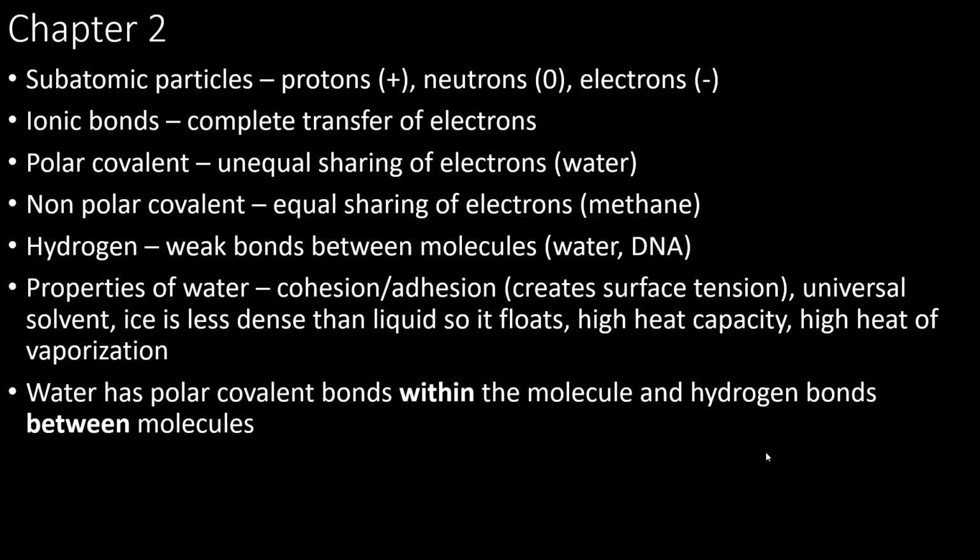We also looked at the properties of water. Remember that water likes to stick to things and itself, cohesion and adhesion. This is what helps create something called surface tension. We also see that water is a universal solvent, meaning a lot of stuff can dissolve in it. Ice is also less dense than liquid water, and this is why it floats. It takes a lot of energy in order to heat water up because it has a high heat capacity. And to get it to heat up enough to turn into a vapor, it has a high heat of vaporization.